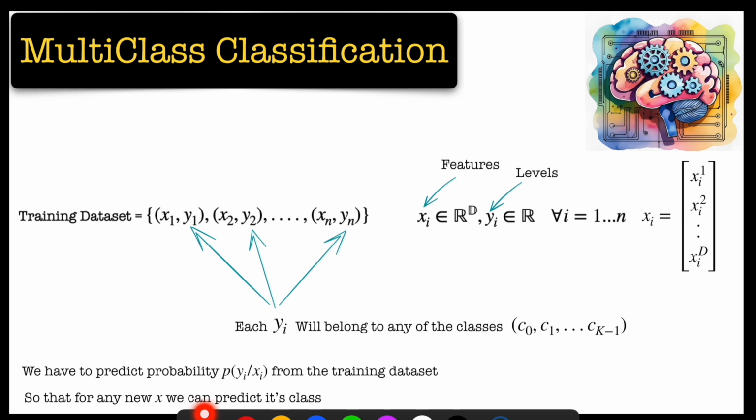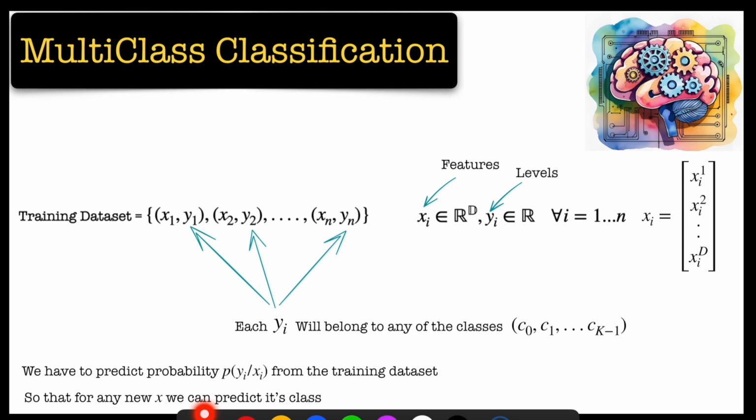Now consider you have this training data set (x1, y1), (x2, y2) till (xn, yn). The xi's are the features, the yi's are the labels for all i from 1 to n. The xi's are d-dimensional because the input will have multiple features. Each yi will belong to one of the classes C0, C1 to Ck-1.